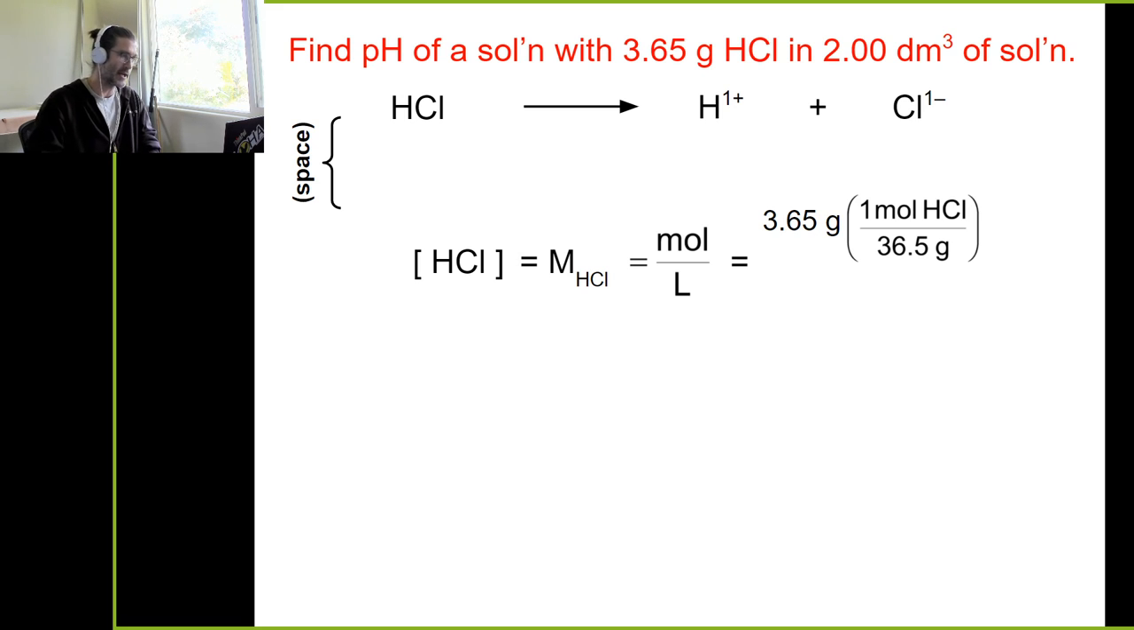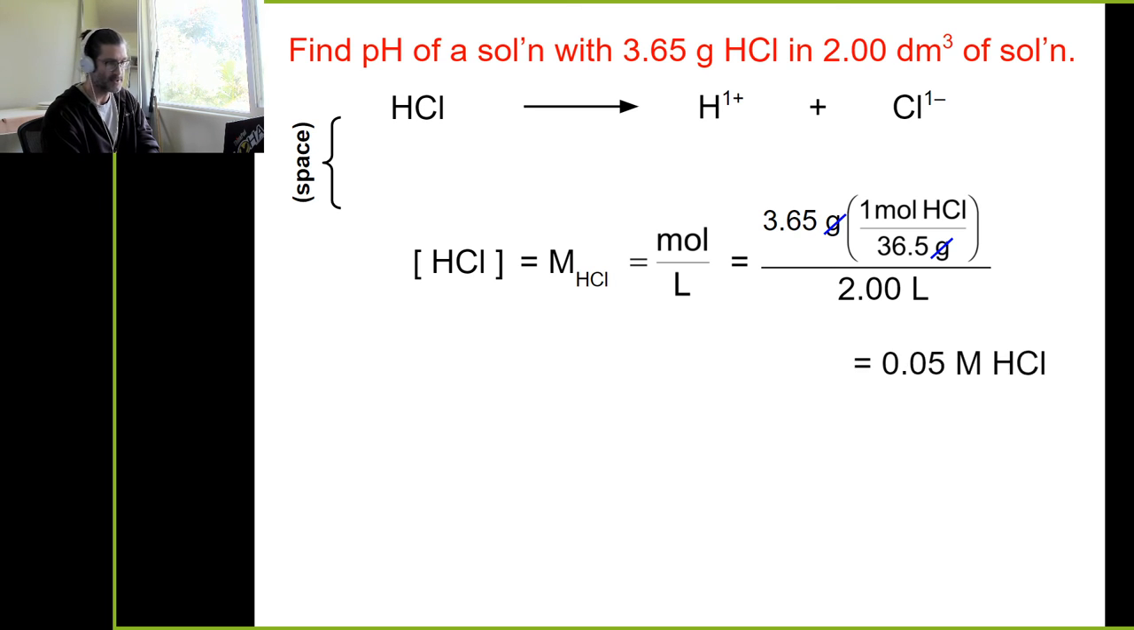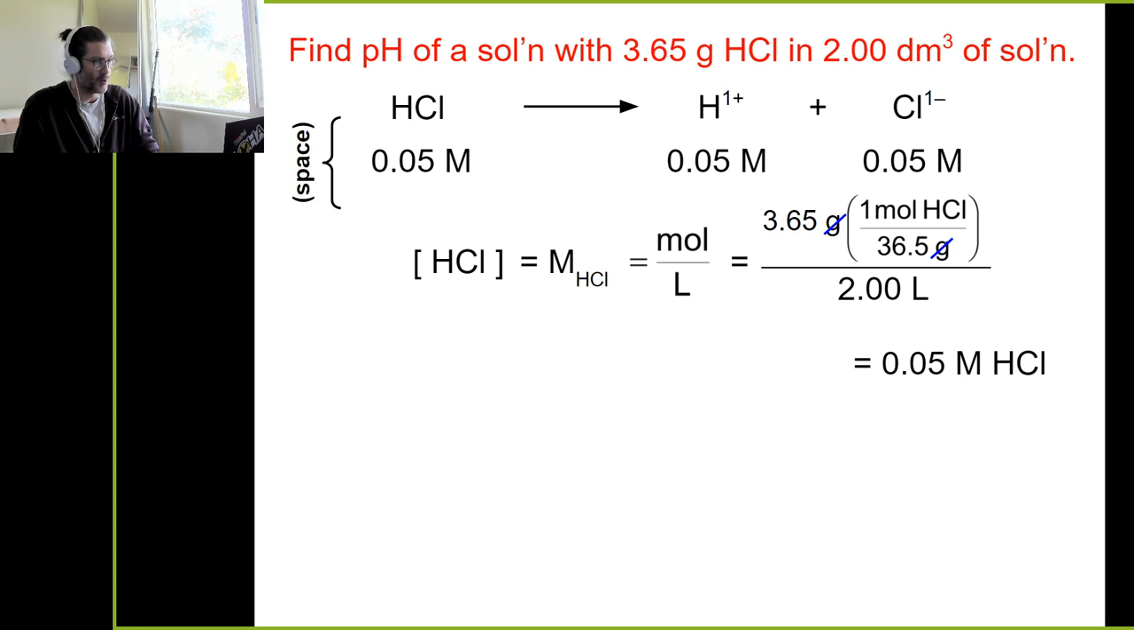So we have hydrochloric acid. We want to find the concentration of hydrochloric acid in order to find the pH. So we want to know how many moles are in a liter. We know we have 3.65 grams, we know the molar mass of hydrochloric acid, and we know that we have 2.00 liters. When we crunch all our numbers, we get that our concentration of hydrochloric acid is 0.05 moles per liter, which means we have 0.05 moles per liter of H+.